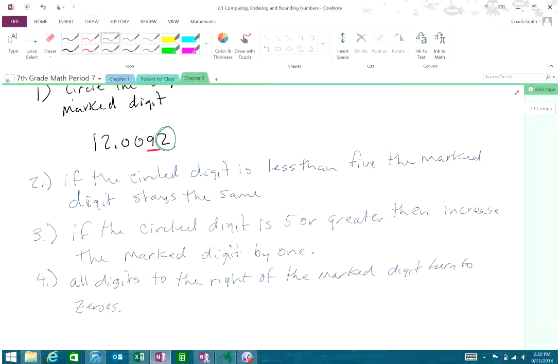So, in our example of 12.0092, okay, the number that is circled, is it less than 5 or 5 or greater? 5 or greater? Cameron. Okay, it's less than 5. 2 is less than 5. So therefore, what do I do to the 9? Stays a 9.